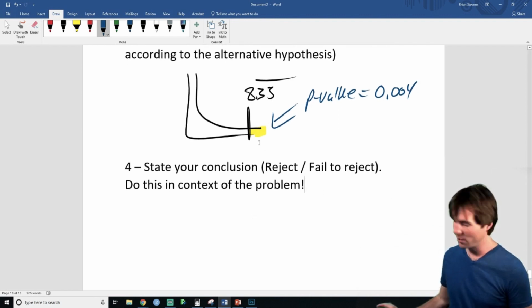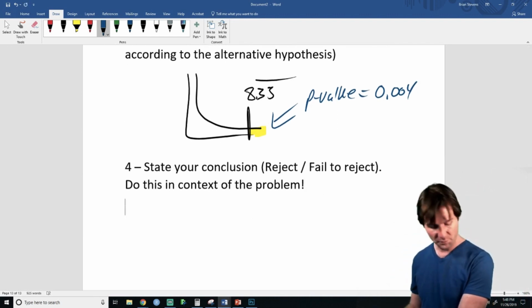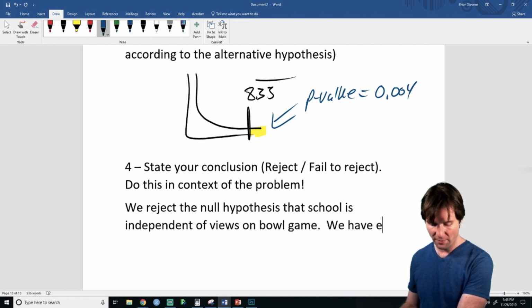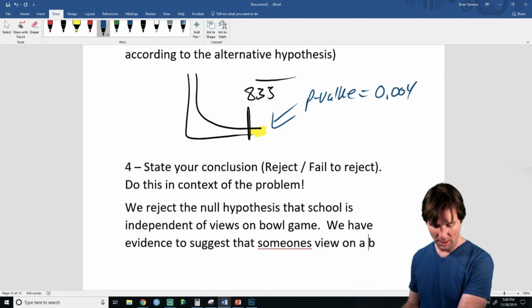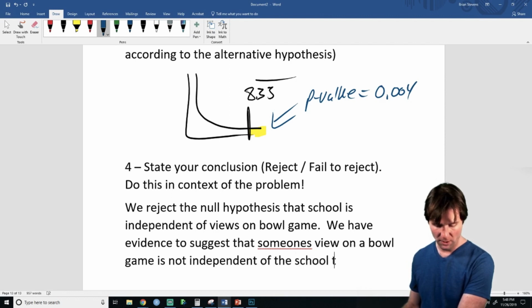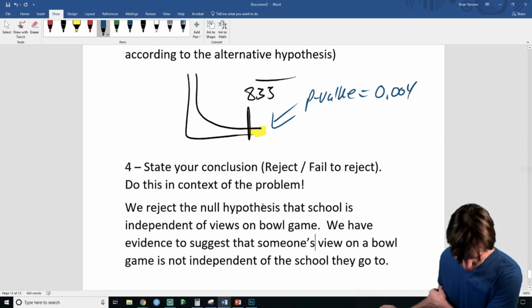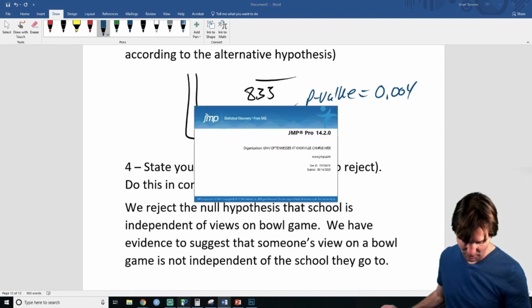Good job for UT. We're going to end on a high note for Rocky Top today, because we're going to say we reject the null hypothesis that school is independent of views on bowl game. We have evidence to suggest that someone's view on a bowl game is not independent of the school they go to. Sometimes on follow-up test questions, we've asked you to maybe tell us what direction does it go. And you know what? We're going to end, because I really want to see how right we were.